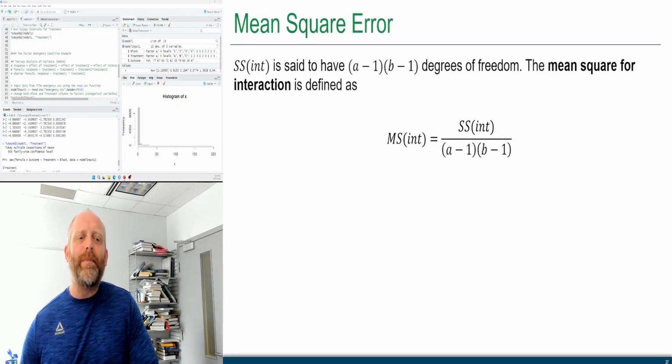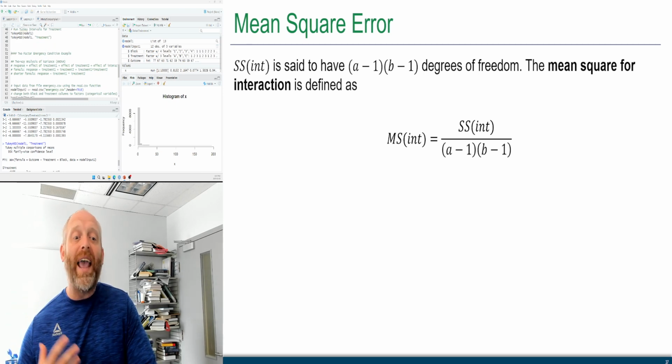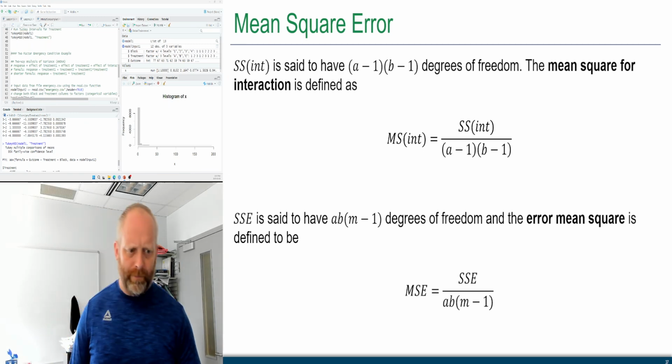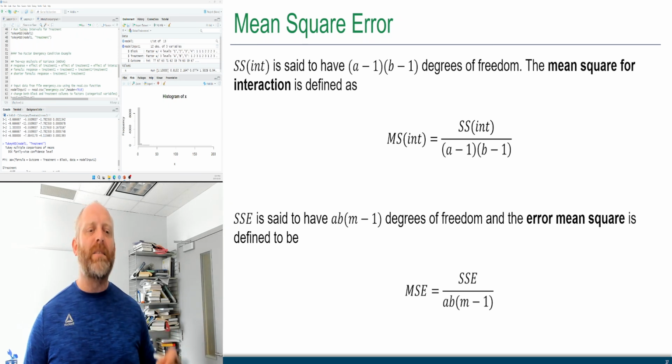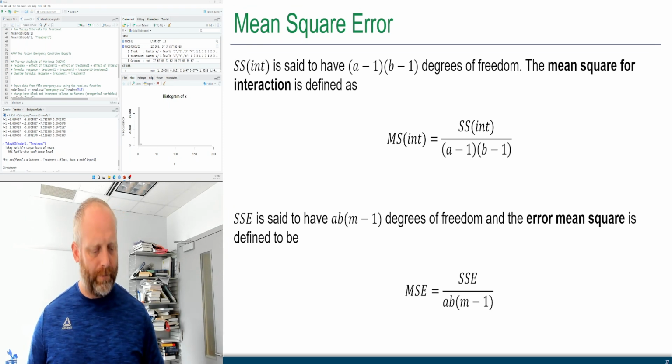For my interaction, same idea as what we did beforehand when we were talking about the blocking factor. So I look at the interaction. I have A levels for factor 1, B levels for factor 2, so I have A minus 1 times B minus 1. That is going to get me my degrees of freedom for the interaction. And last but not least, my error. My error has a total of A times B different treatments. For each treatment, we assign M experimental units, so M minus 1 times A times B is my degrees of freedom for my SSE.